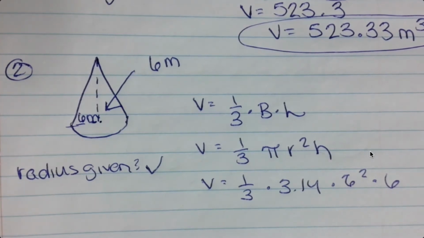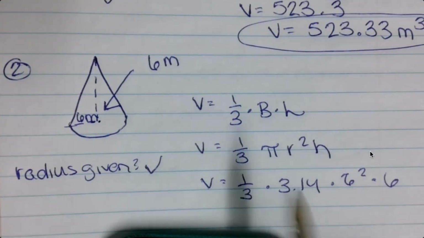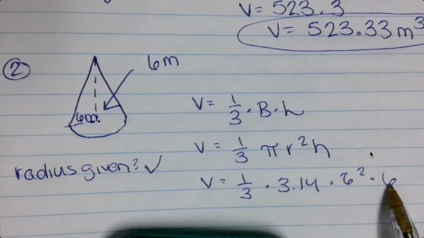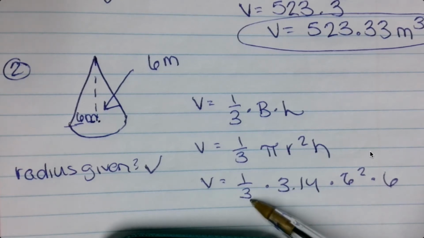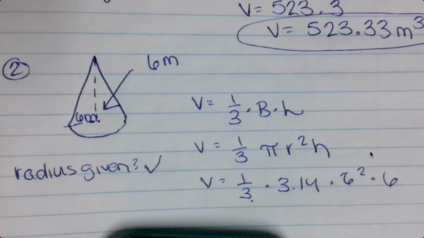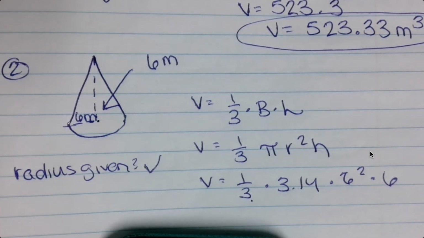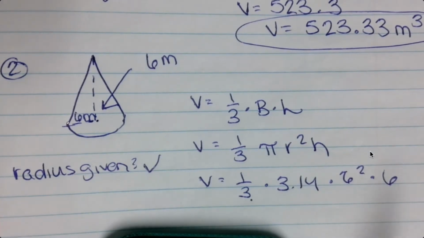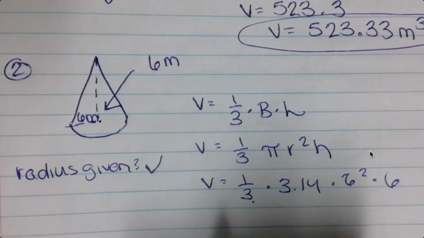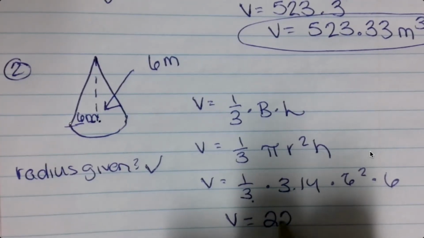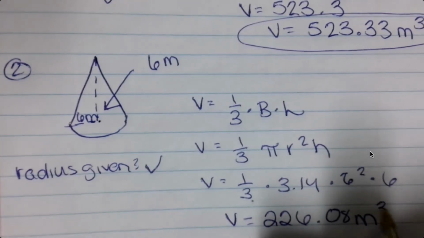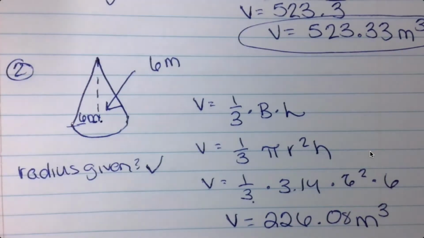Again, here is where people get confused, right? When you multiply fractions, the top number would be times all of this, and then this would be the bottom number, which would be times nothing, or 1. So we would have 1 times 3.14, which is just 3.14, times 6, and that's squared, so it's times itself again, and then times 6 one last time. Divide it by 3, and this one you don't even have to round, which is nice. 226.08, and this is going to be meters cubed.